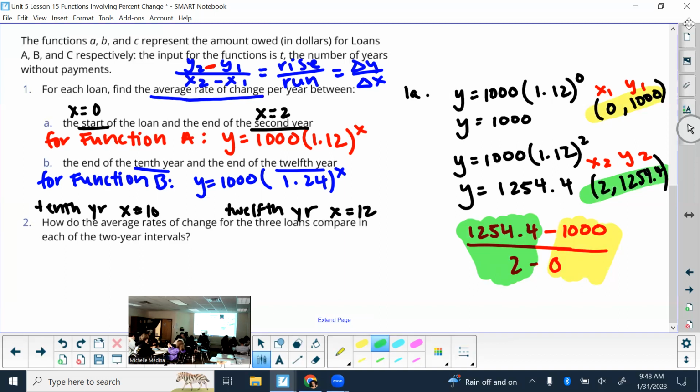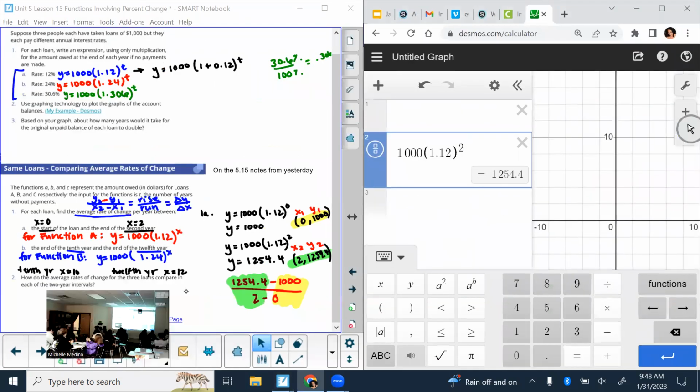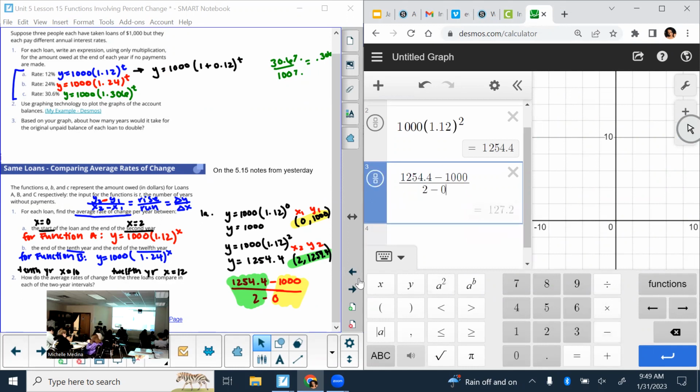All right, this part we could do in our calculator all at once, or you can probably solve some of it and then put it in your calculator. But whatever gets you to the right answer. 1254.4 minus 1,000 on the top, that's my change in my Y's. That's the difference in the money owed over my inputs, which is usually time of some sort, 2 minus 0, because we're looking from the start to the end of year 2. And that's my average rate of change.